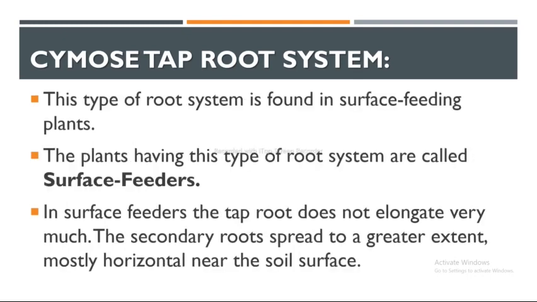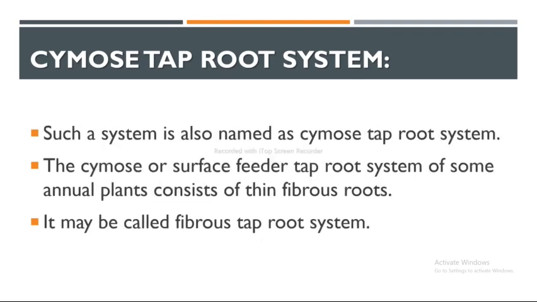This type of root system is found in surface feeding plants. The plants having this type of root system are called surface feeders. In surface feeders, the taproot doesn't elongate very much. The secondary roots spread to a greater extent, mostly horizontally near the soil surface. Such a system is also named the cymose taproot system.